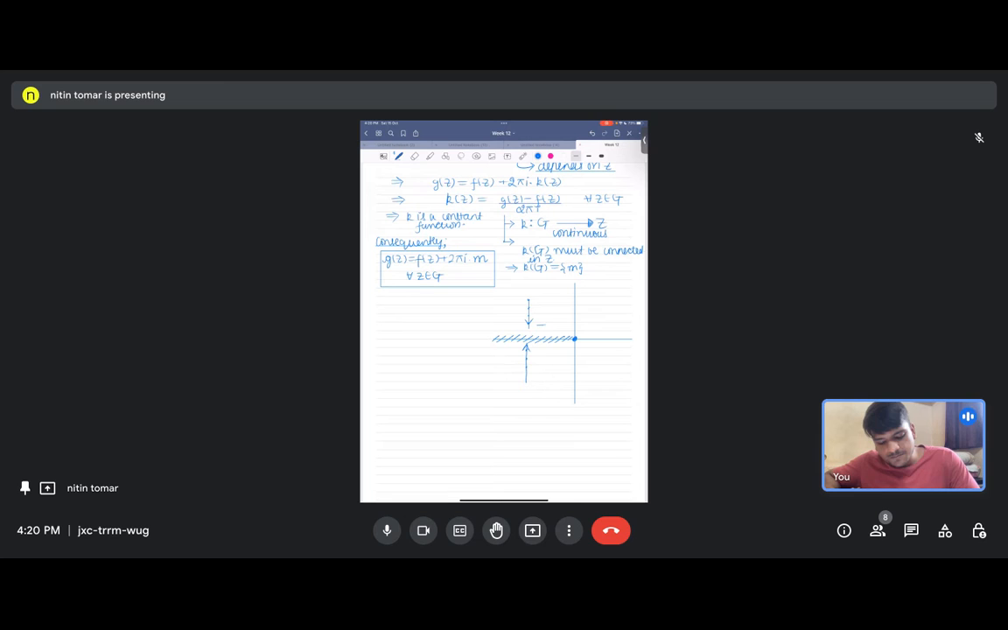And here the limit was pi, and here the limit was minus pi. Correct? Yes. So the continuity fails. Do not bother about holomorphicity. It's not even continuous. Okay. Do you all agree? Yes, sir.